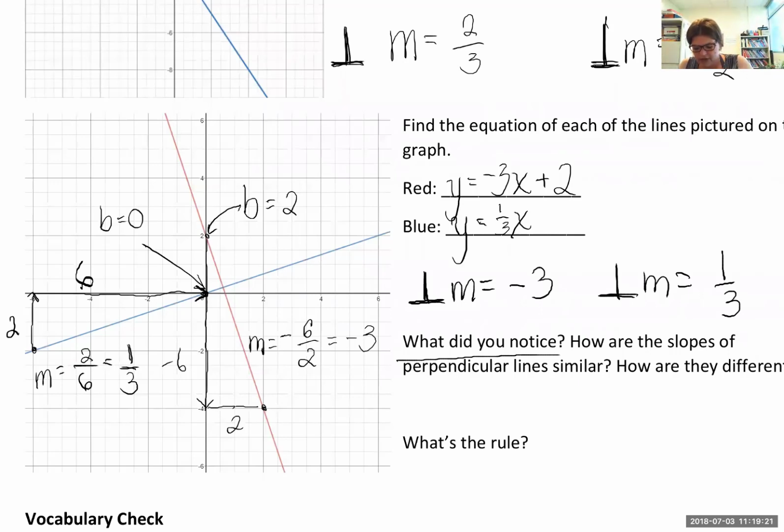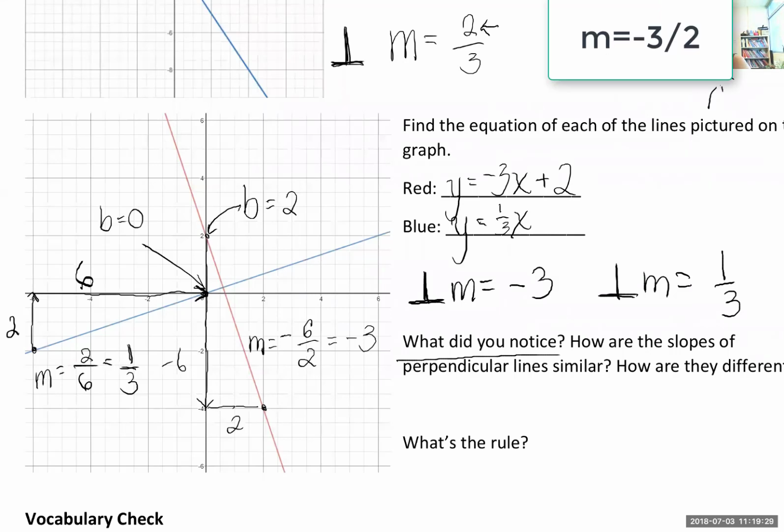Well, one thing that's similar is the numbers. This one, for example, had a 2, and the perpendicular line also had a 2. This one had a 3, and the perpendicular line also had a 3. But notice that the relationship between 2 and 3 is flipped. The fraction has been flipped on its head. 2/3 turns into 3/2. And so what do I notice? How are the slopes of perpendicular lines similar? The numbers are similar. But I also want to ask you, how are they different? We see here that we have a reciprocal. They're flipped upside down on their head.